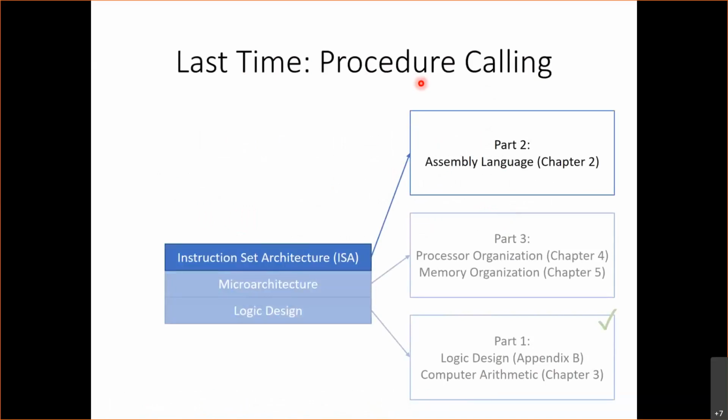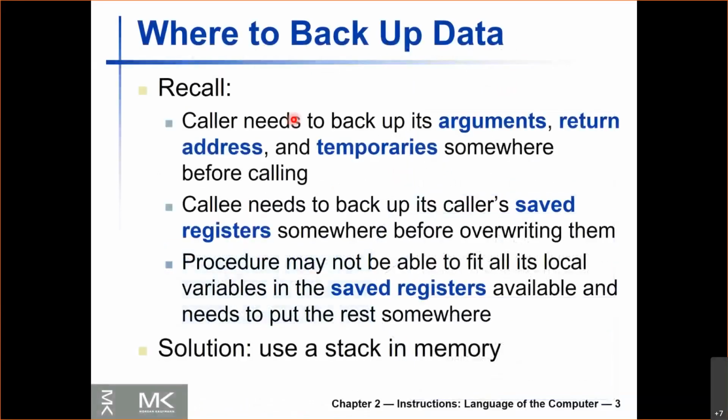So last time we spoke about procedure calling. We said that a procedure needs space in memory to back up various things. A caller procedure needs to back up its own arguments, return address, and temporaries before making a call so that it doesn't lose these values. A callee procedure needs to back up its caller's saved registers before it can use them for its own local variables. And we also said that if a procedure has many local variables, these variables may not be able to fit in the saved registers, so it would need to put them somewhere else.